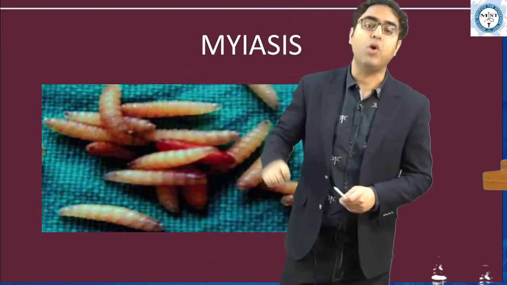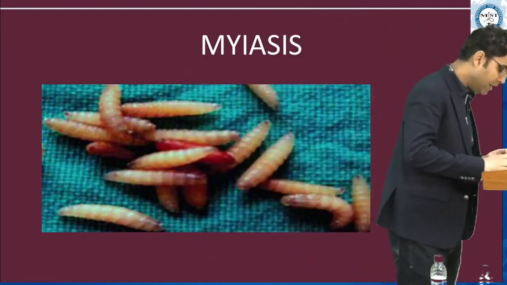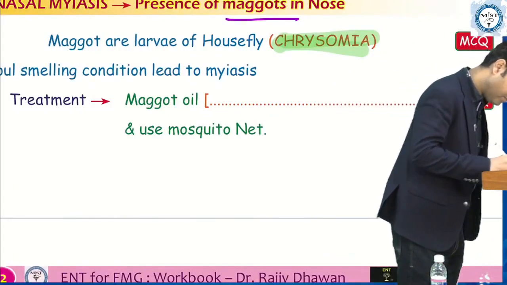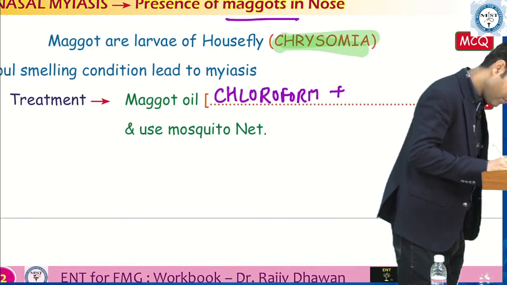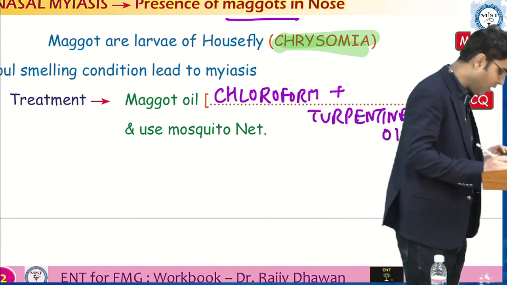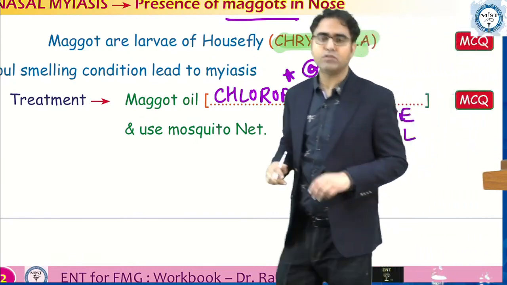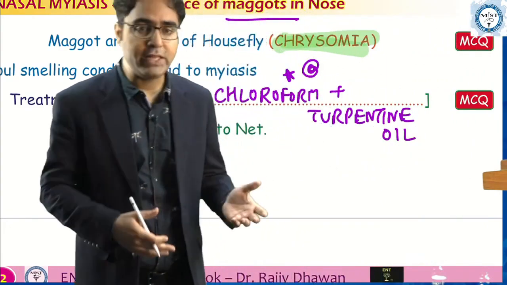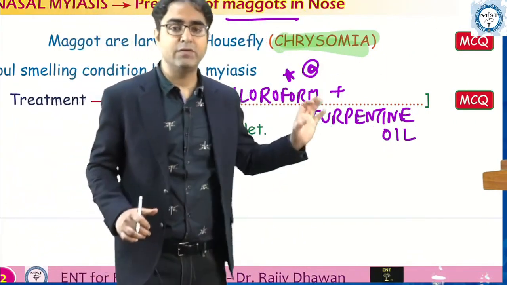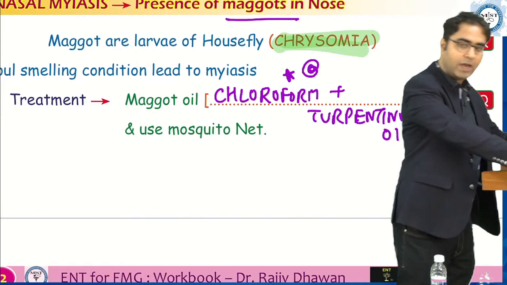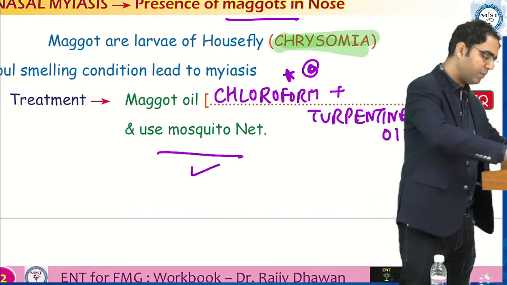For killing them, you have a special oil called maggot oil. Now, maggot oil contains what? Maggot oil contains chloroform plus turpentine oil, beta. MCQ. Chloroform is the main thing, beta. Oil can be any. Maggot oil contains chloroform plus turpentine oil, but the main thing is not turpentine oil. Highlight the word chloroform. Chloroform is the main ingredient which kills the larvae, beta. And use a mosquito net also, of course, because you have to keep the flies away from the patient.